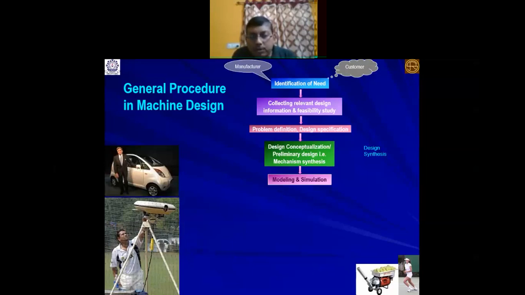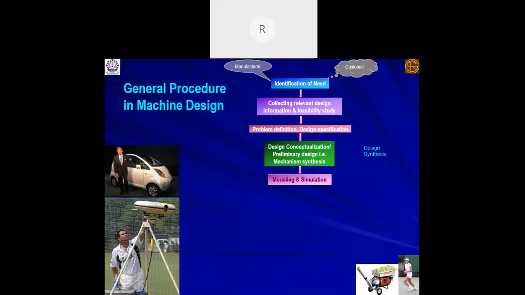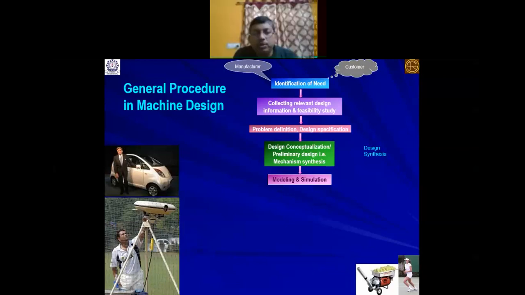Now, which way instead of manually doing? Which way you can do this so that it can reduce the human effort, tedious job? Any idea?